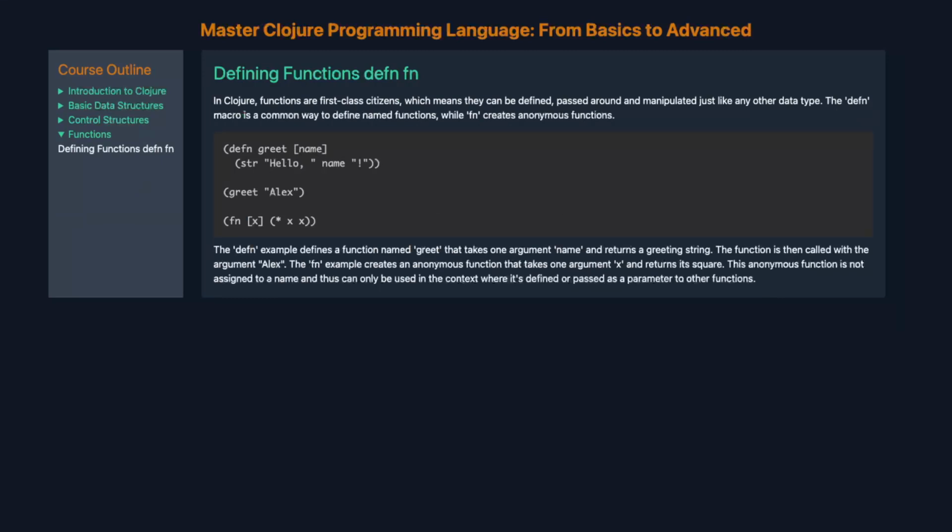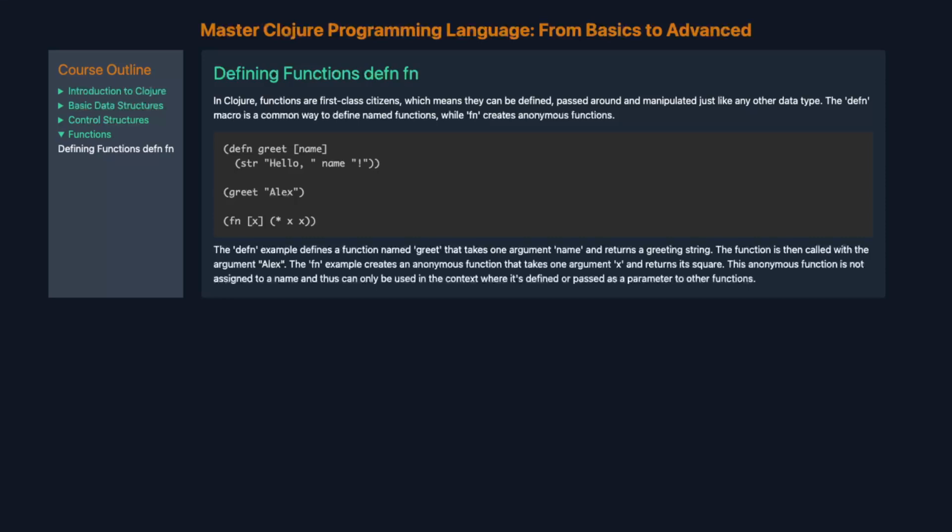In Clojure, functions are first-class citizens, which means they can be defined, passed around, and manipulated just like any other data type. The defn macro is a common way to define named functions, while fn creates anonymous functions. The defn example defines a function named greet that takes one argument, name, and returns a greeting string. The function is then called with the argument Alex.